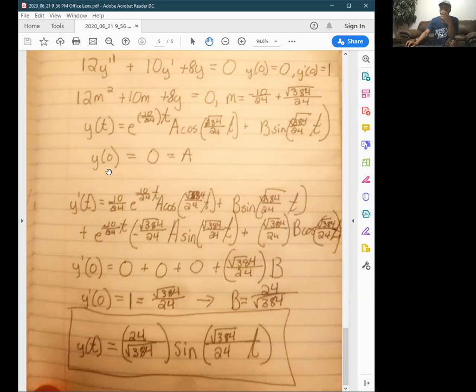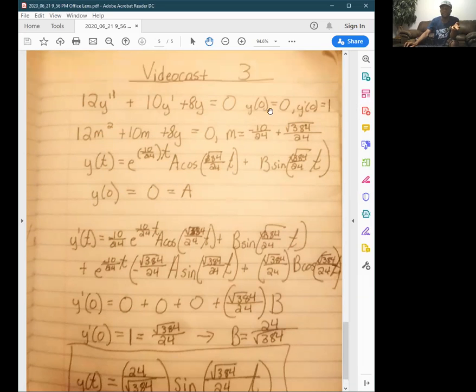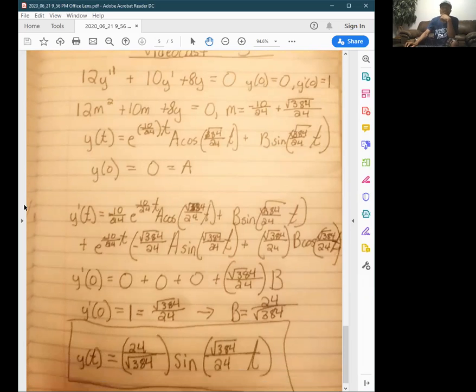So for y of 0, everything is going to have a 0 in it. So it ends up going to e to the 0, which is 1. This is going to be cosine 0, which is 1. This is going to be sine 0, which is 0. So it's just a plus 0, so it's going to be equal to our initial condition of 0. So we got the value of a.